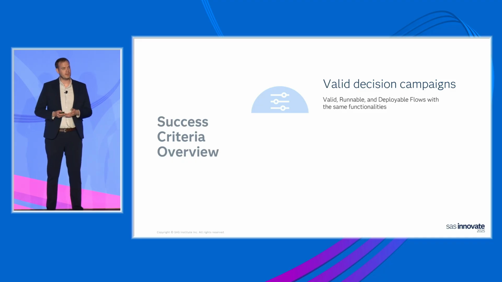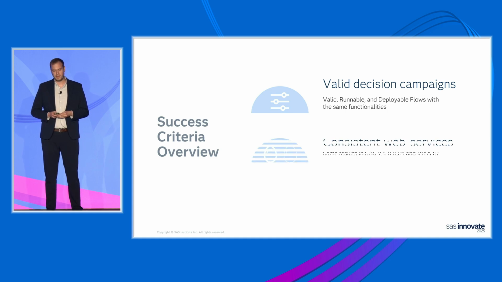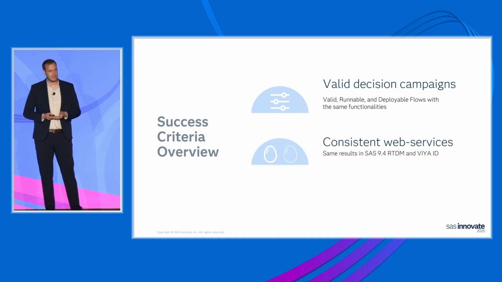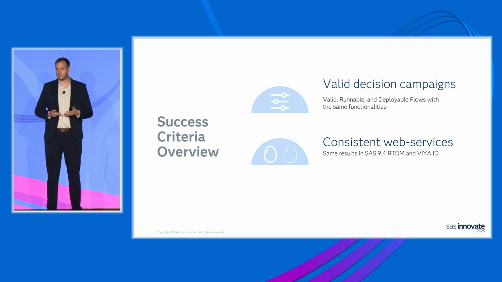First of all, we wanted to have valid decision campaigns, which means not just being able to run them in Viya ID, but running and behaving exactly in the same way as they did in the RTDM. The second is consistency. As you can see, there are two eggs on the icons. From outside, they probably look very similar, but we wanted to make sure that they are identical inside as well. That's why we wanted to have really the same web service responses from our new system.